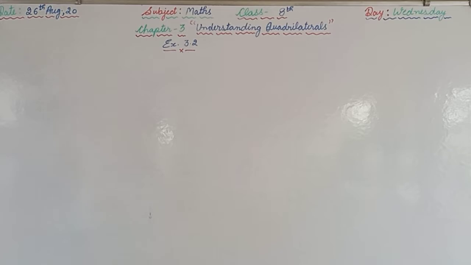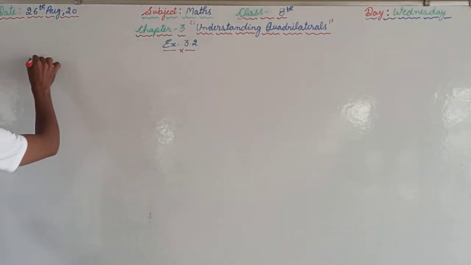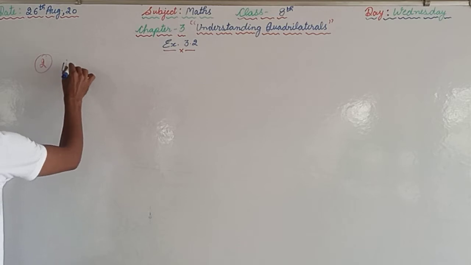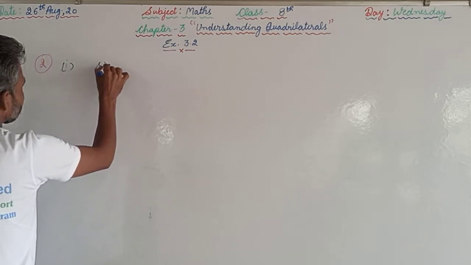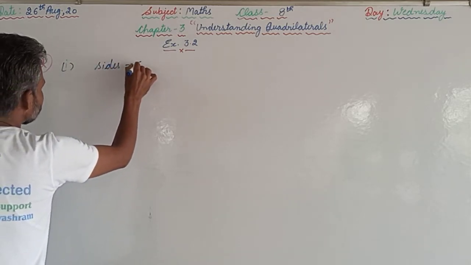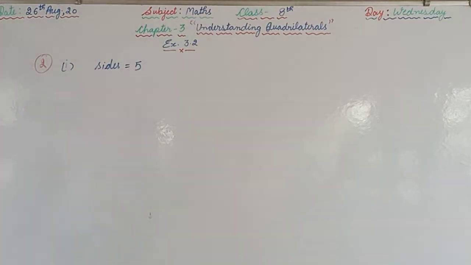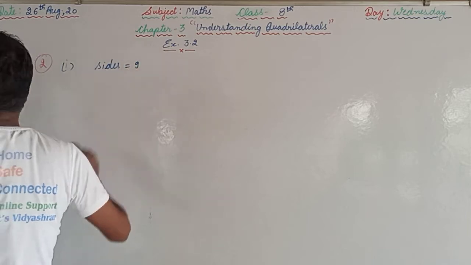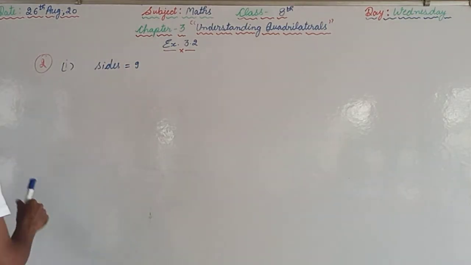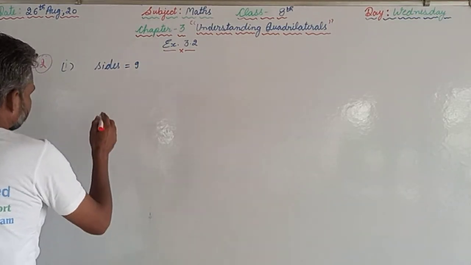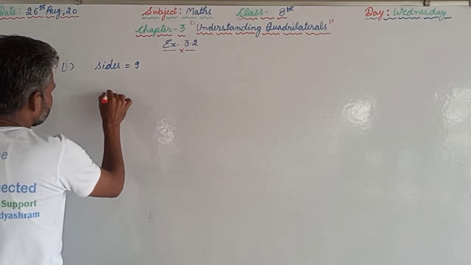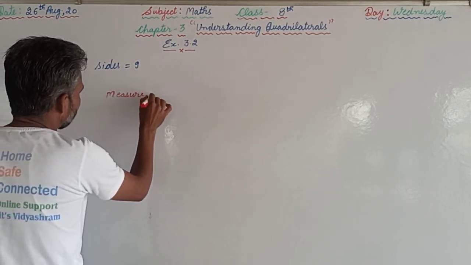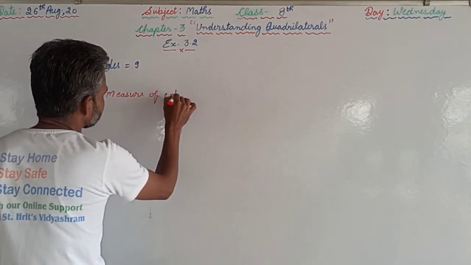So the first case is question number 2, part first, sides are given, not 5 sides, 9 sides are given. So we are supposed to find the measure of exterior angle.